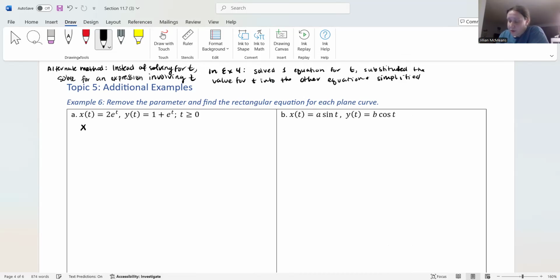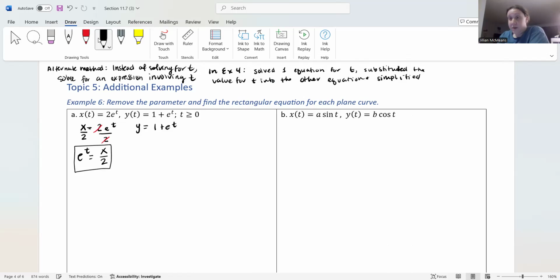Instead, we're going to rewrite these so they're not in function notation, and we're going to solve one of these equations for e to the t power. That can be the expression that we use here. So I'm going to solve the x equation for e to the t. I can divide both sides by 2. The 2's divide out on the right, leaving me with e to the t power equals x over 2.